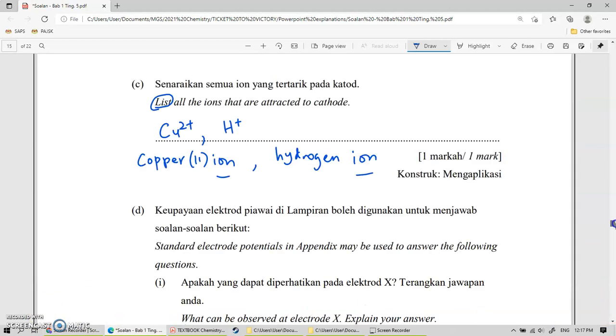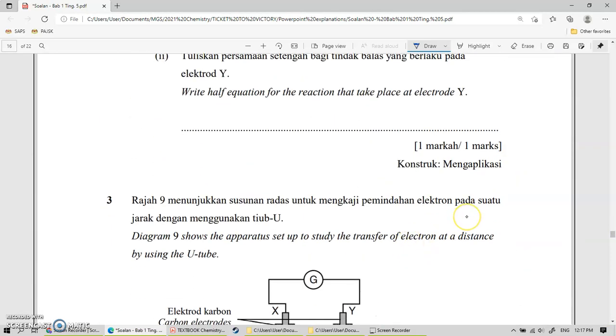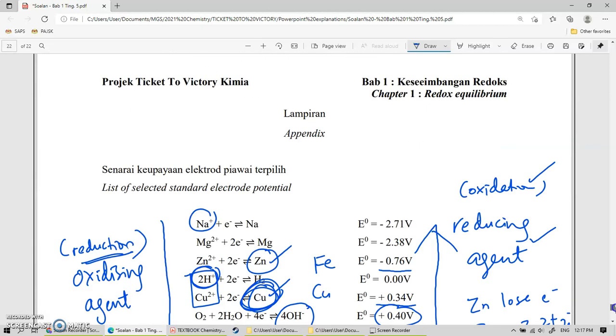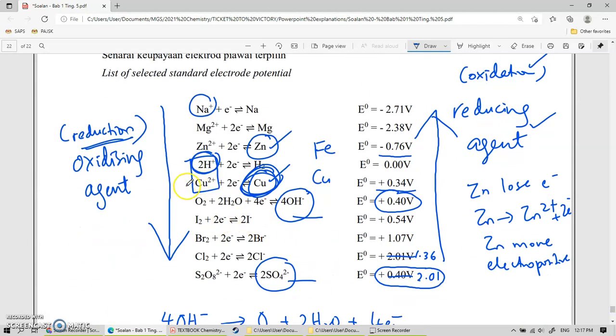Cu2+ is discharged. So Cu2+ gains electrons to become Cu. Actually, the equation is already in the appendix, but you must know that Cu2+ is the one that is discharged, because when you compare Cu2+ and H+, for Cu2+ you use your left hand pointing down. It is the oxidizing agent. Cu2+ will be chosen because it's more positive.